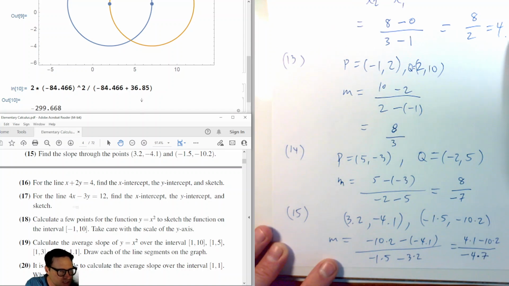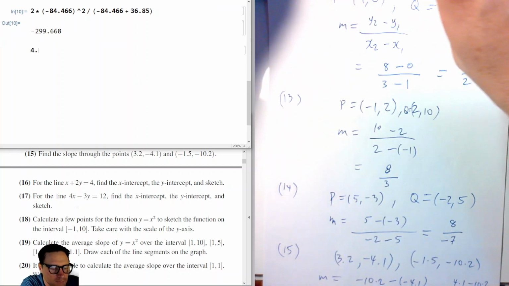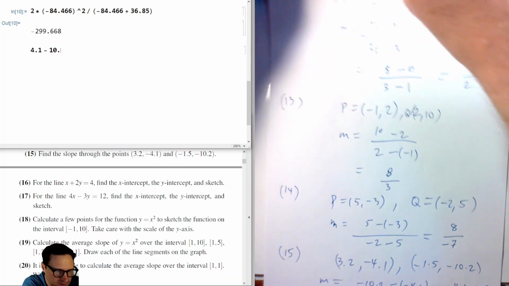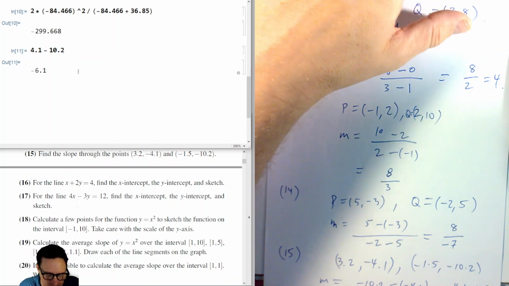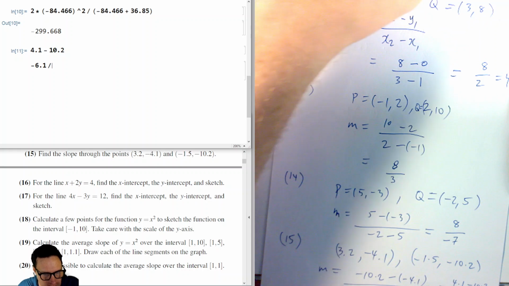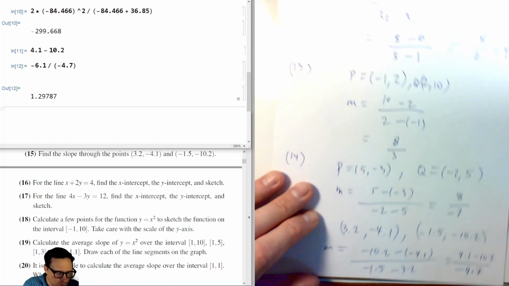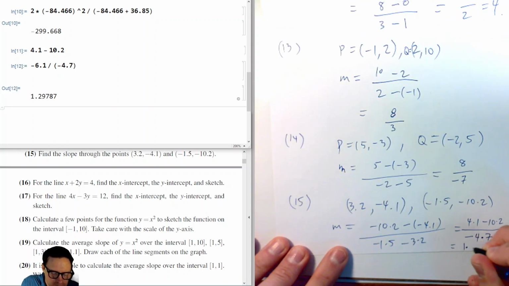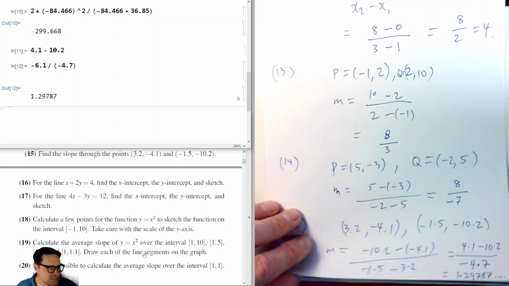Okay, and so I just need to subtract 4.1 minus 10.2. For that, we get minus 6.1. And then 6.1 divided by minus 4.7 is 1.29787, and so on. Okay, question 16.